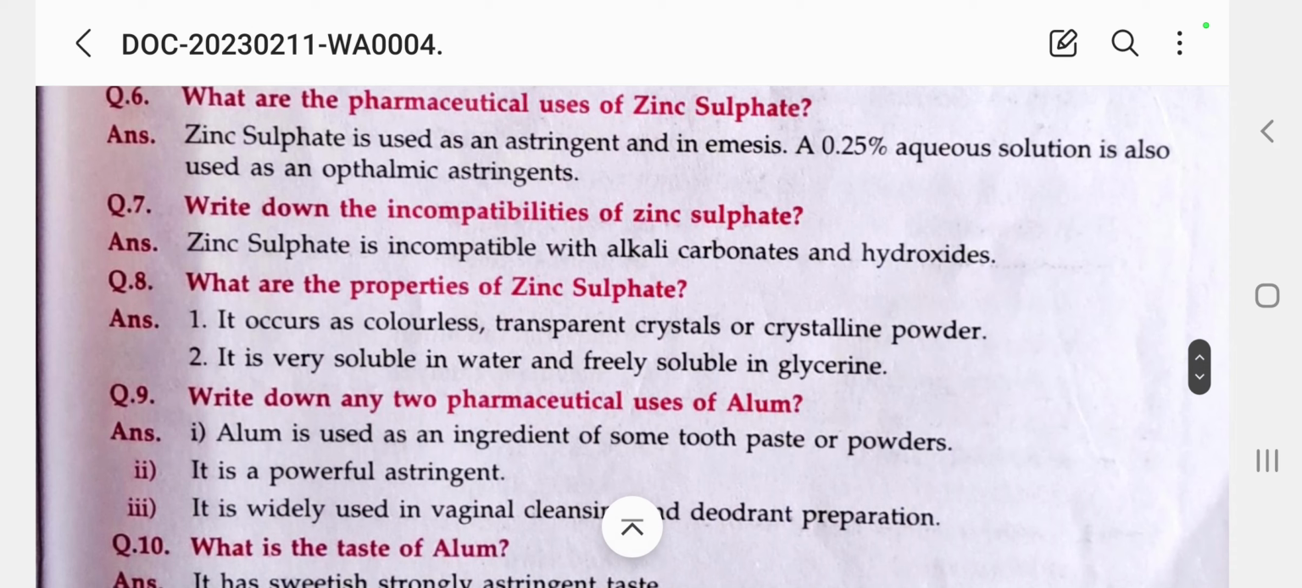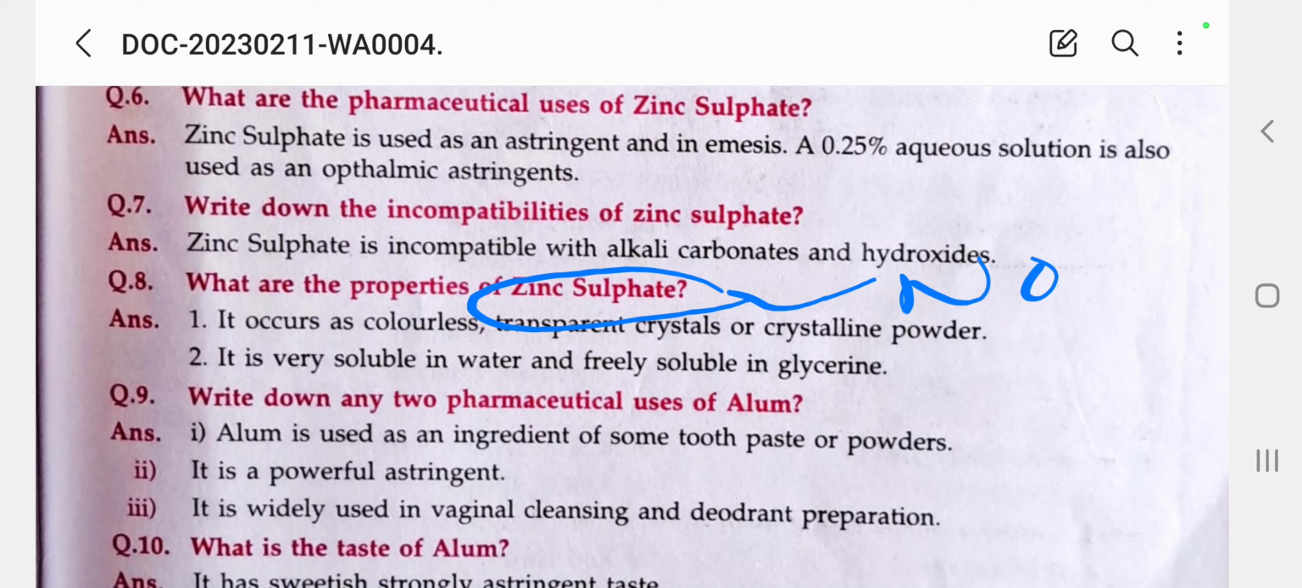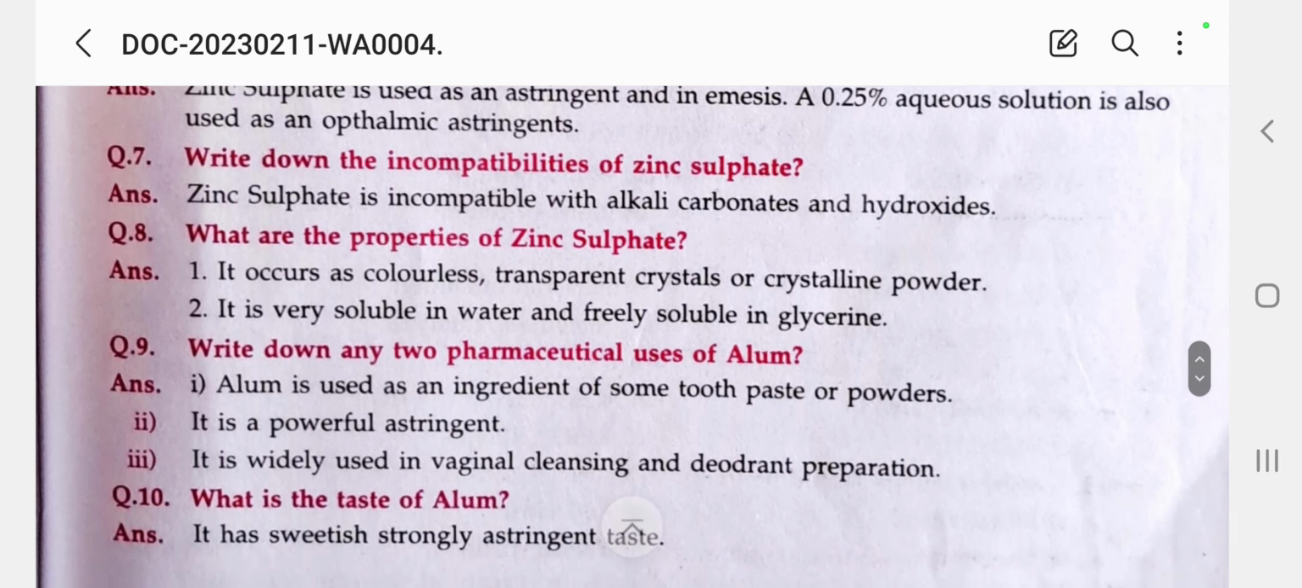Next, what are the properties of zinc sulfate? That means we have to describe the description of zinc sulfate. It is colorless, odorless, easily soluble in water, and freely soluble in glycerin, and it is a crystalline powder.